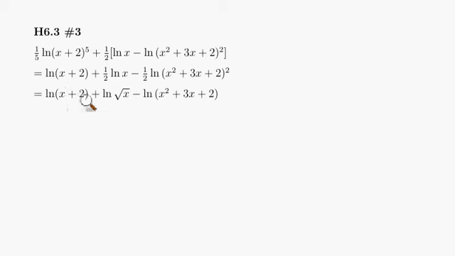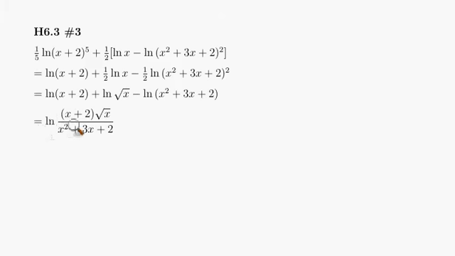So we have this. The first term has no change, and you have a natural log of the square root of x. The square and the 1/2 cancel out. The next step: we have an addition here and a subtraction. Addition we can combine as a multiplication, and subtraction we can combine as a division. So we can write it as a single log, which looks like this.